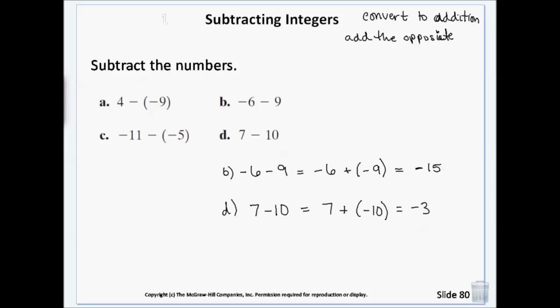Now, we talked about the double negative, right? And I drew this for you, didn't I? Okay. So it's the same if we have a double negative with subtraction, it's the same idea. 4 minus -9 is the same thing as 4 plus 9. So that double negative becomes a positive. So we have 13.